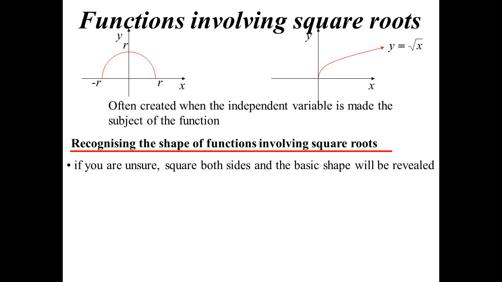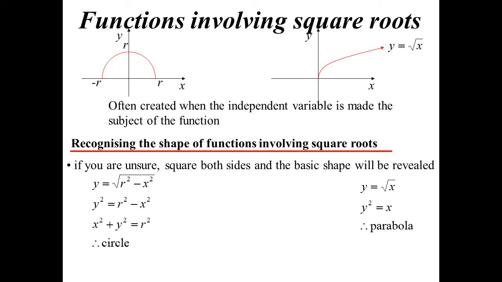So for instance, if I didn't recognise that this is going to be a semicircle, I see y equals the square root of the radius squared minus x squared. All right, let's square both sides, see what happens, and I end up with what we recognise as the equation of a circle. So I know it's a semicircle. Positive square root means top half. Negative square root would mean the bottom half of the circle.